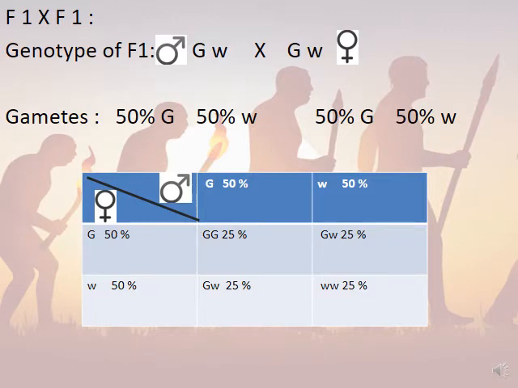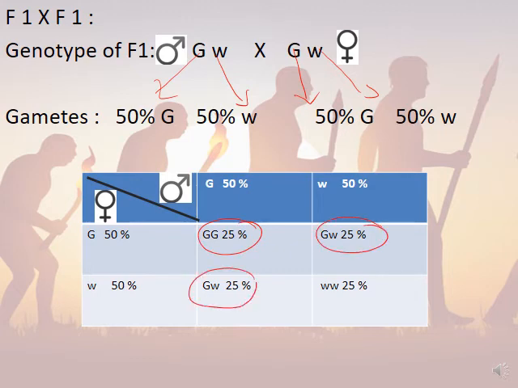F1 crossed with F1, so we have GW crossed with GW. We have two types of gametes, 50% and 50%: G 50% and W 50%. So the table of cross will be GG 25%, GW 25%, GW 25%, and WW 25%.